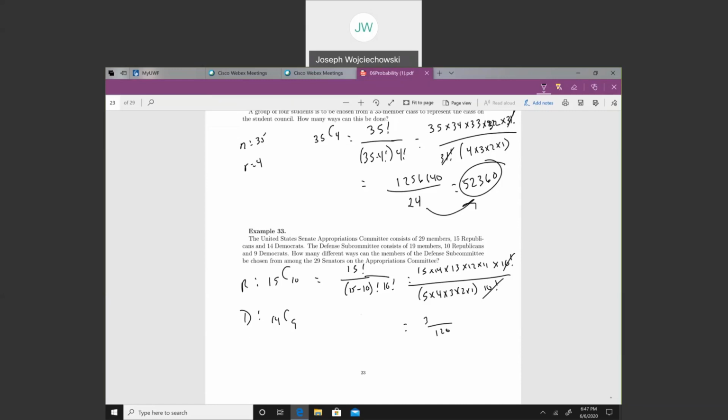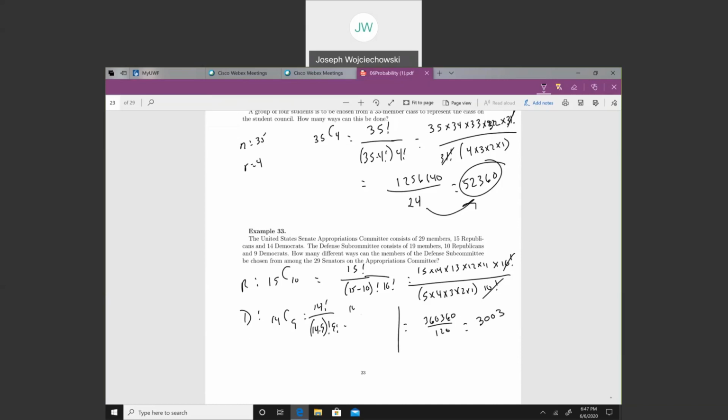This is 360,360 divided by 120, and we get 3003. The only problem is I got into my Democrat area. So this is equal to 14 factorial over 14 minus 9 factorial, 9 factorial.